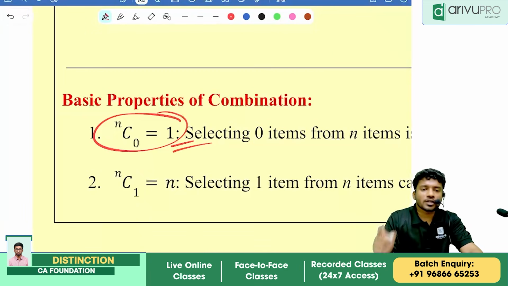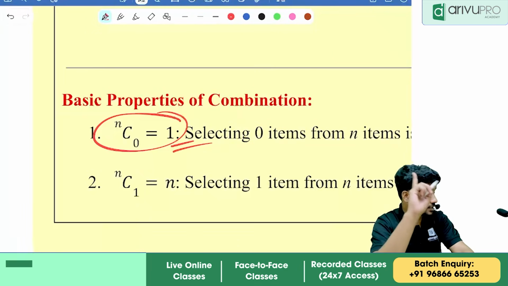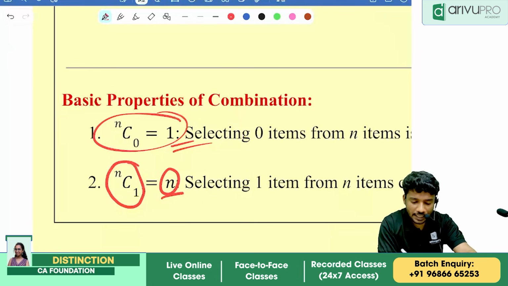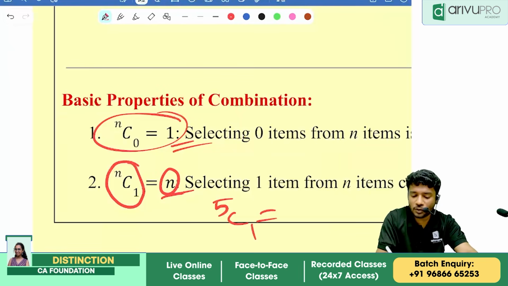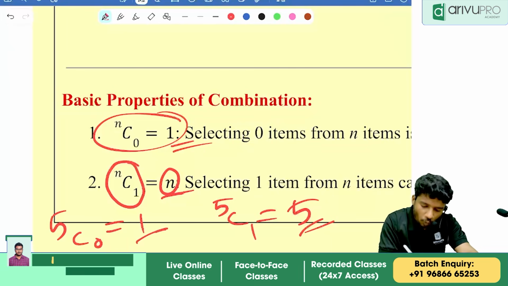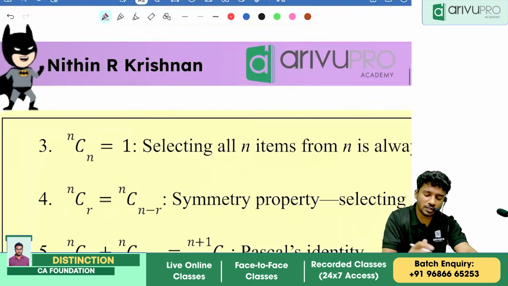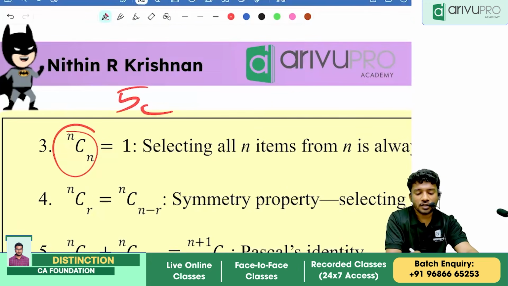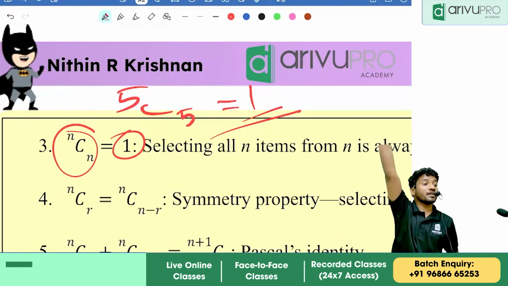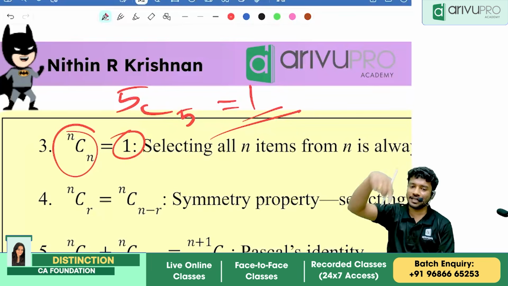Now the first condition. NC0 is equal to what? 1. Remember this. NC0 is 1. NC1 is how much? N. That means 5C1 is equal to 5. Then 5C0 is equal to 1. Then, more important one, 5C5. 5C5 is equal to what? 1. In 5P5 it was 5 factorial. Here it will be 1.